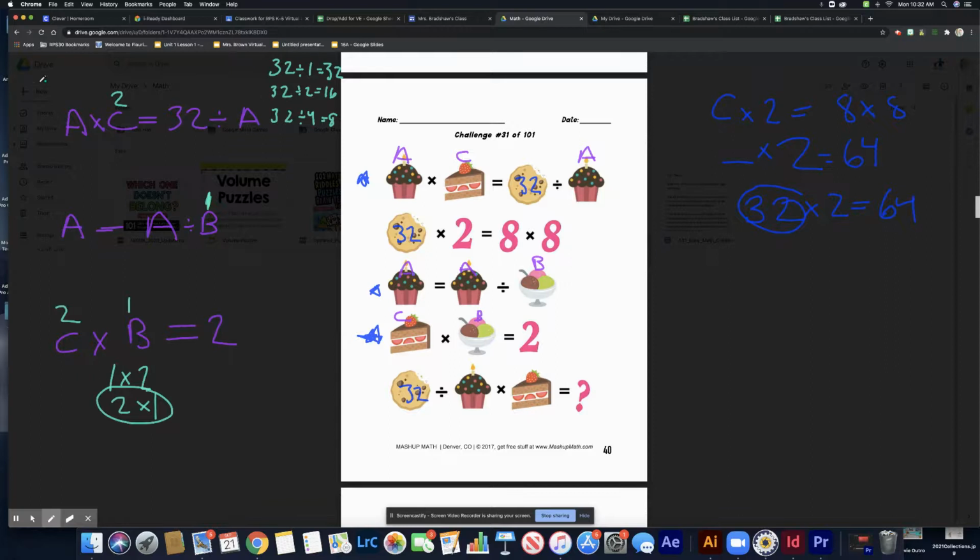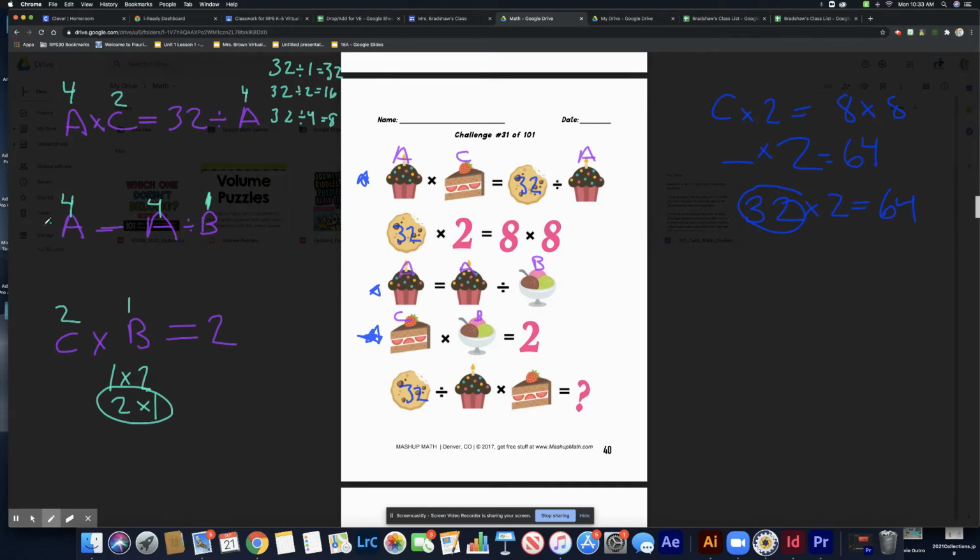So if I plugged in 1 for A, would they be equal? 1 times 2 is 2. 32 divided by 1 is 32. So that is not correct. So I'm going to plug in the next one. 32 divided by 2. 2 times 2 is 4. 32 divided by 2 is 16. So that is not correct. So let's try divided by 4. 4 times 2 is 8. 32 divided by 4 is 8. So all of my A's equal 4.